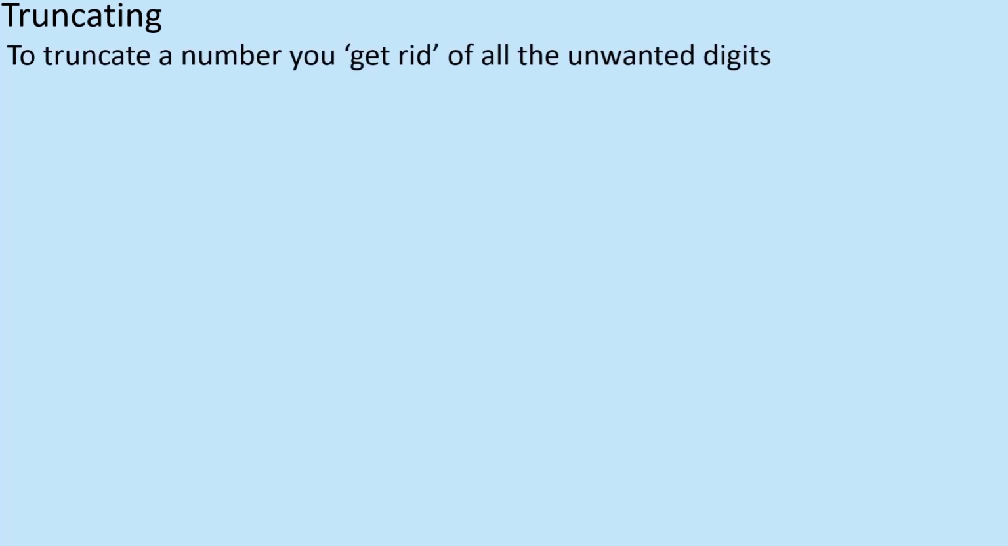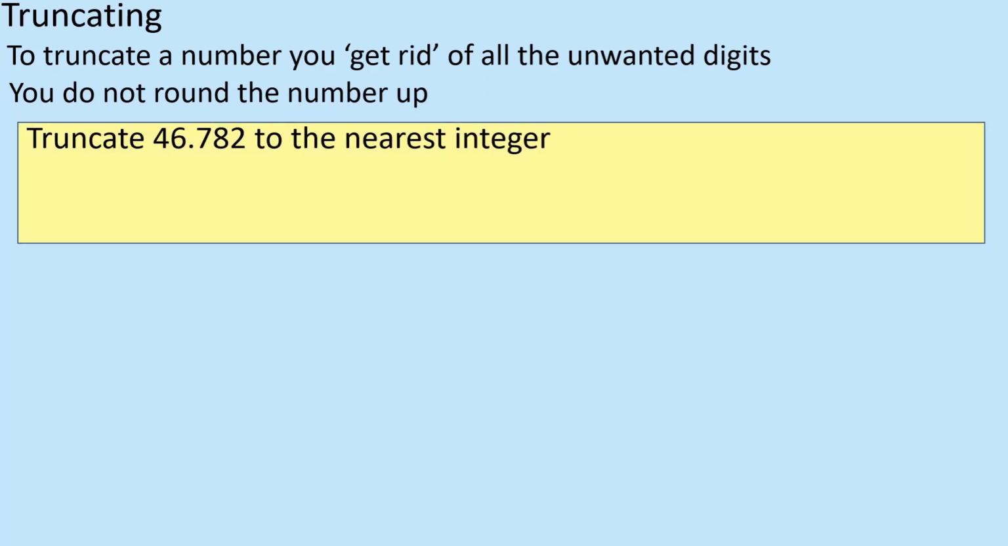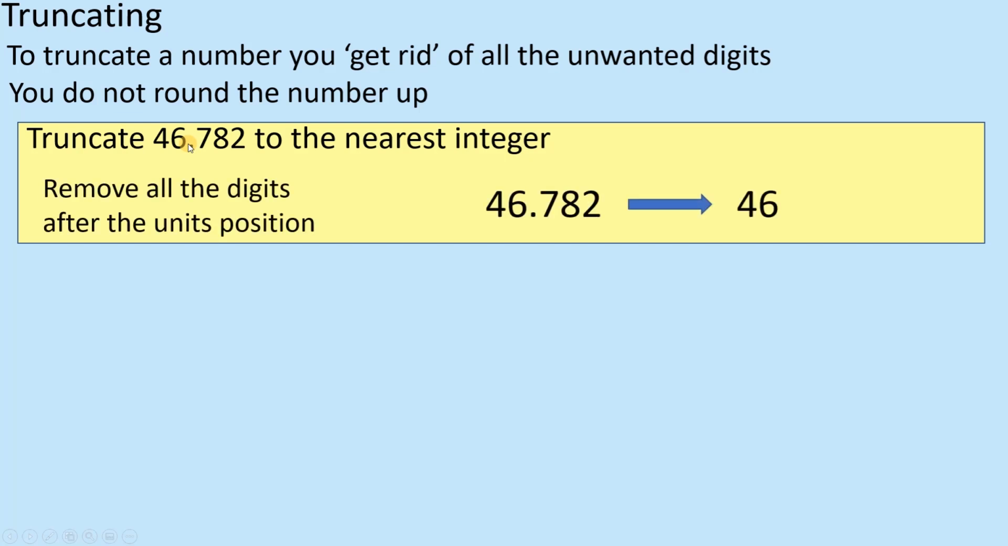Truncating builds on top of that. Truncating a number means you get rid of the unwanted digits, so you don't round the number up. If I truncate 46.782 to the nearest integer, what would that be? Hopefully you'd tell me it's going to be 47. But not in this case.